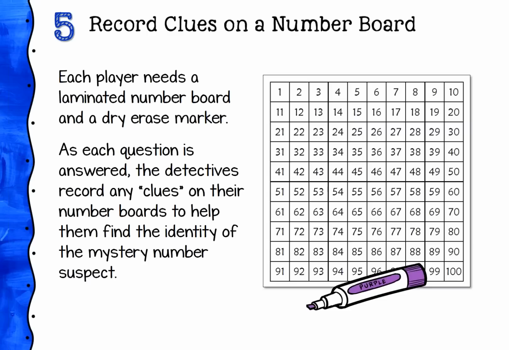You could just use a 100 board for this activity. And it's best to laminate them with some real heavy-duty lamination and give everybody a dry erase marker. And then after each question is answered, the detectives record clues on their number boards to help them find the identity of that mystery number suspect.